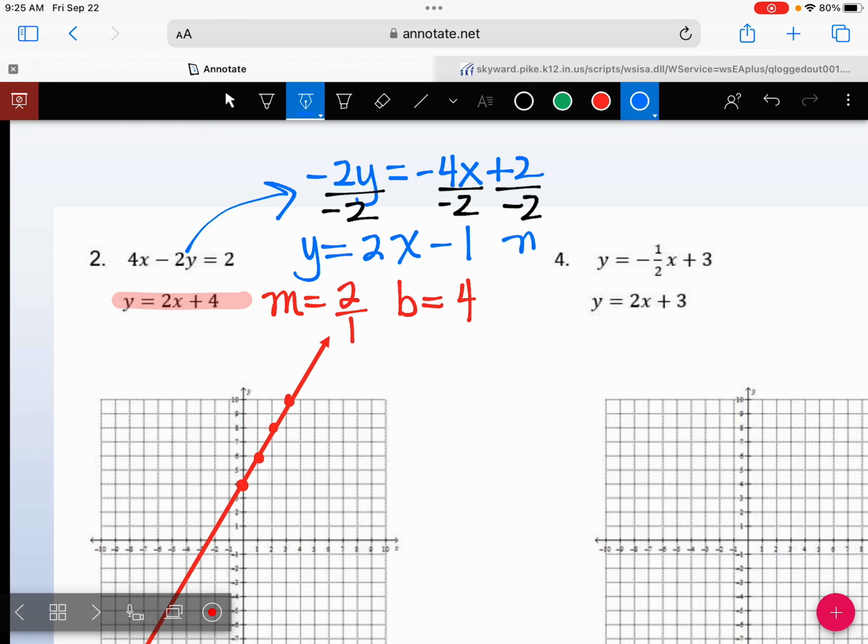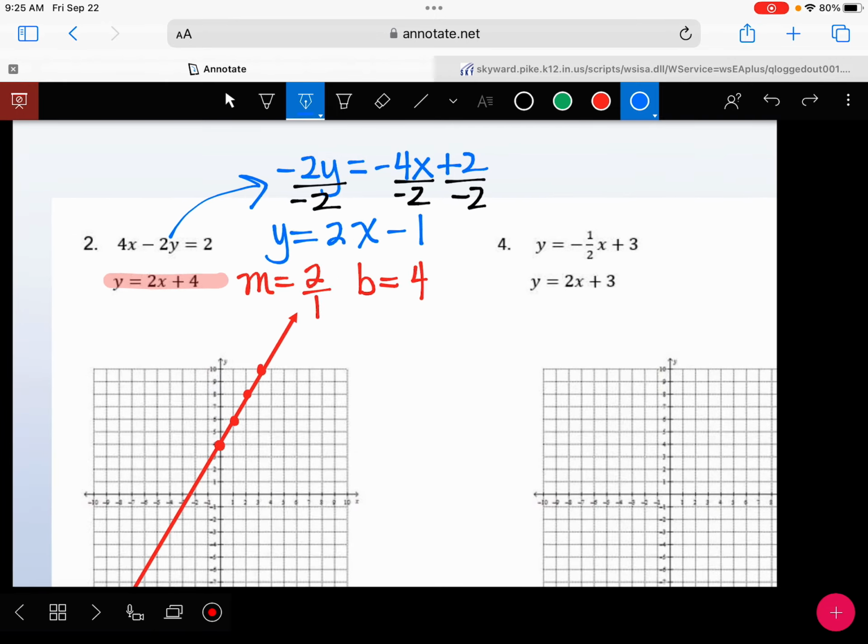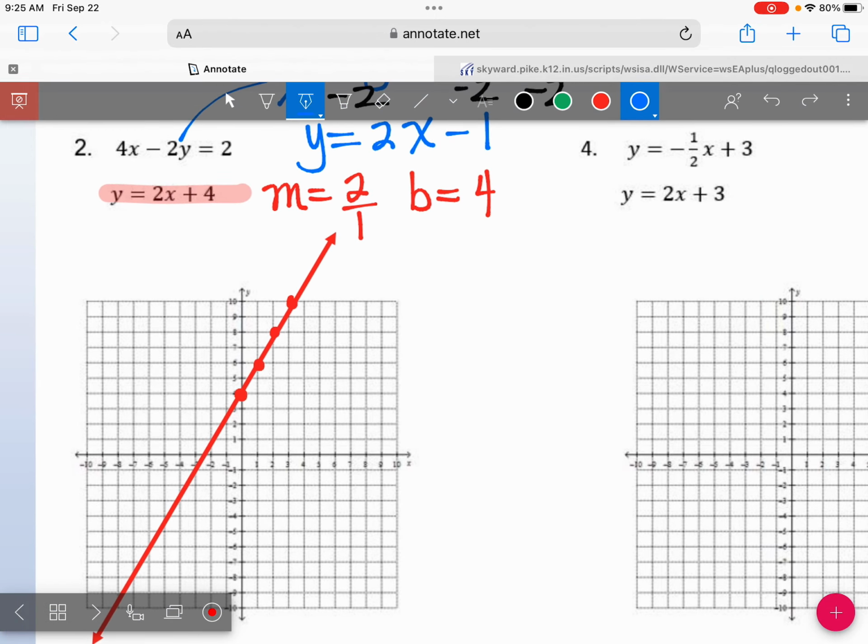So your slope is the same, but your y-intercept is different. What kind of lines? What do we call this? Parallel lines. So I'm going to put a point at -1. Go up 2 to the right 1, up 2 to the right 1. Because these have the same slope.